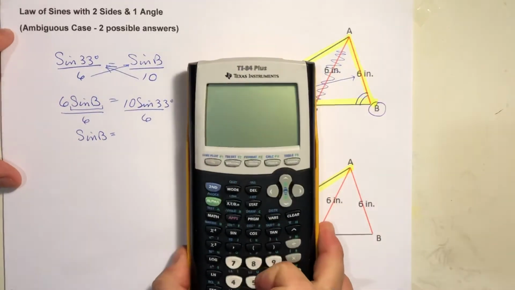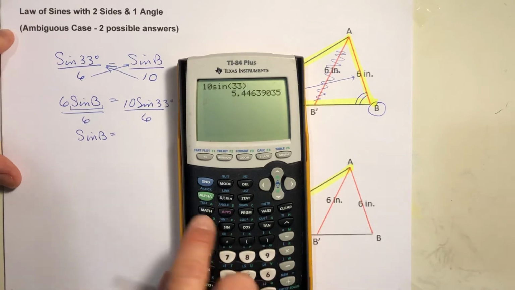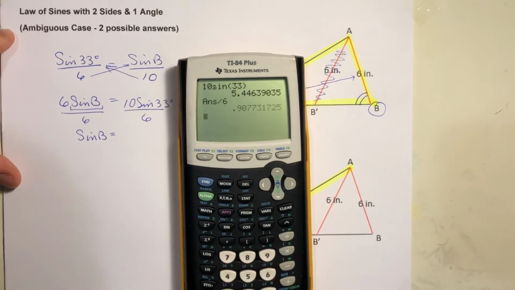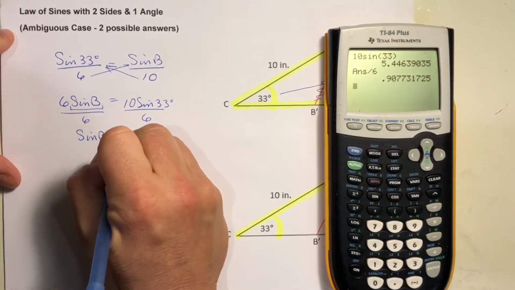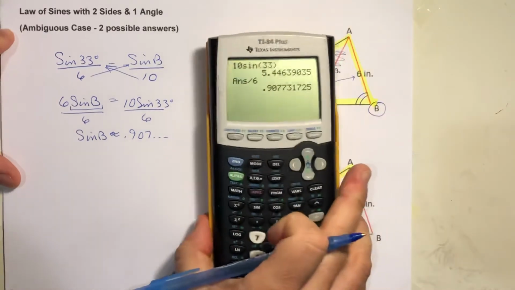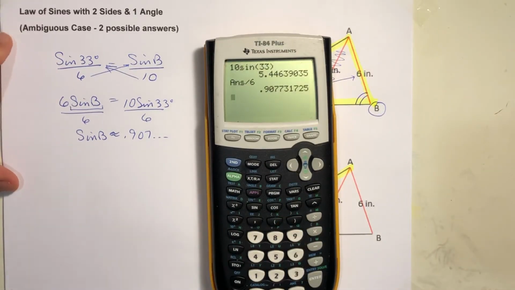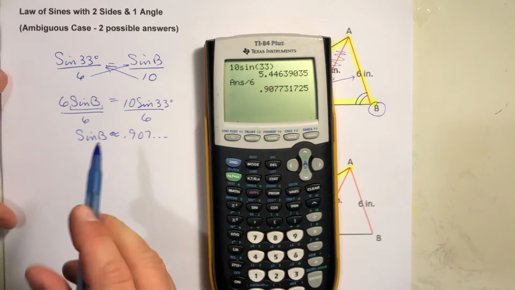Now I'm going to take my calculator out. I wanted to show you this, okay? So I'm going to have 10 sine 33. That's my numerator. Now I have to divide by 6. So it's about 0.907, et cetera, et cetera. But notice I'm leaving that set of decimals on my screen. So what I need to do now is undo the sine of B. And in order to do that, I'm going to use the inverse sine, right?